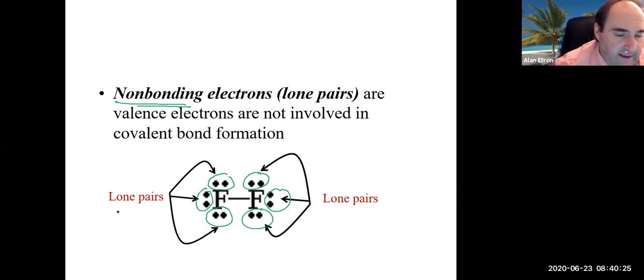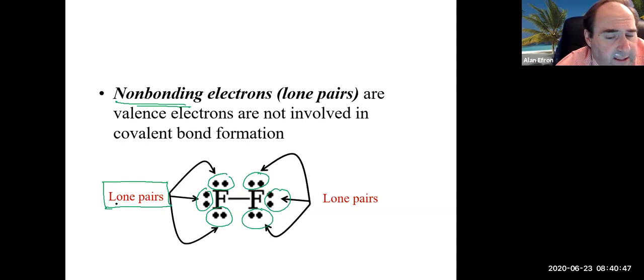If you're old like me, a lot of people still call non-bonding electrons lone pairs, and I probably will as well. So if I say lone pairs, it just means non-bonding electrons. It's basically the same thing. It's kind of an older name that used to be used or still used a lot as well. But lone pairs and non-bonding electrons mean basically the same thing. They are electrons that are not involved in bonding.